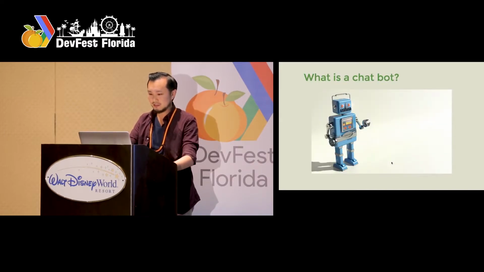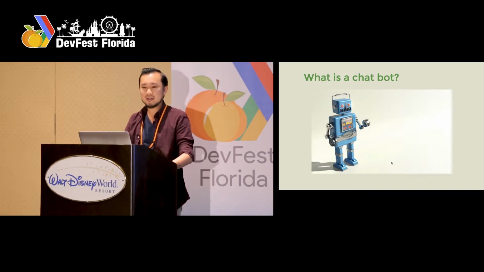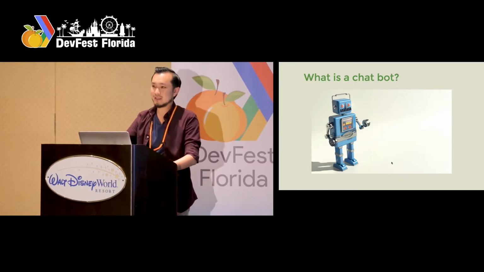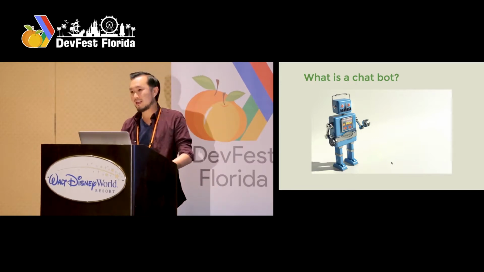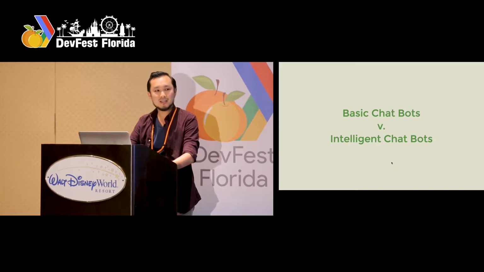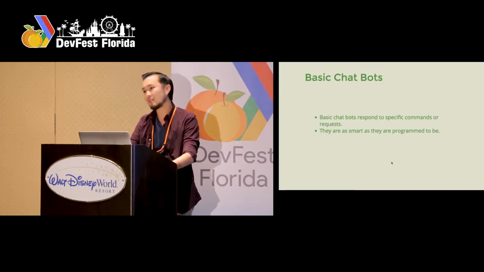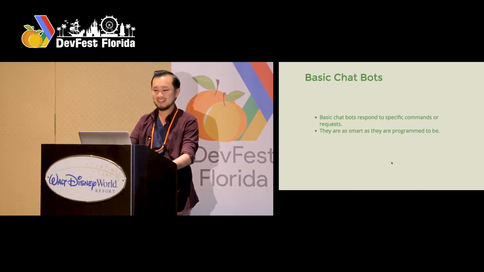Let's see. So let's answer the first question. What is a chatbot? A chatbot is primarily a program that listens to users and responds to them. And they can be separated into 2 different categories, basic and intelligent chatbots. So a basic chatbot responds to specific commands or requests, and they're as smart as you make them to be. So they don't do anything extra, right?